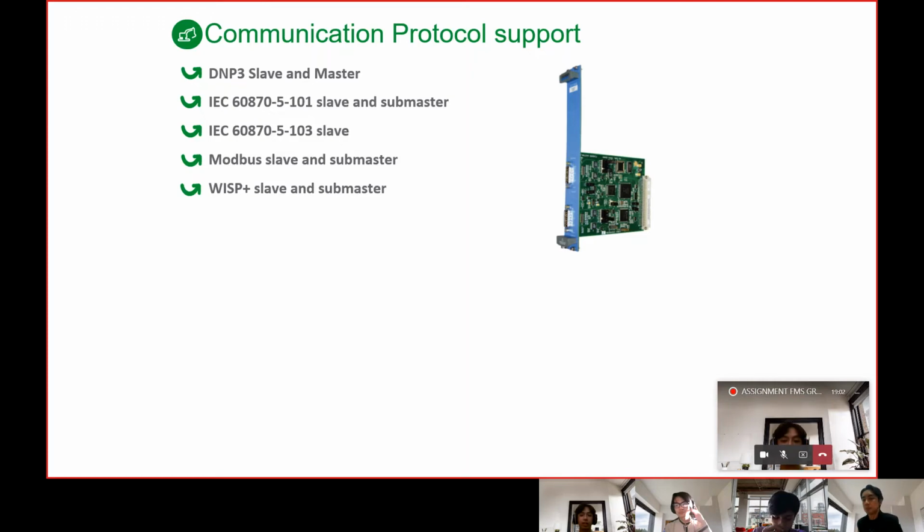It includes the DNP3 slave and masters, IEC 60870 slave and submaster, and also the 103 slave. It also uses the Modbus slave and submaster. It still uses the WISP plus slave master and submaster. So this communication protocol is still the old version of the Foxborough RTU.